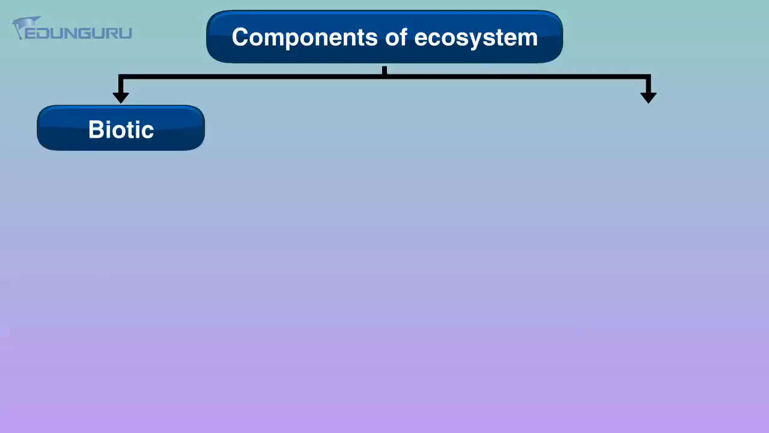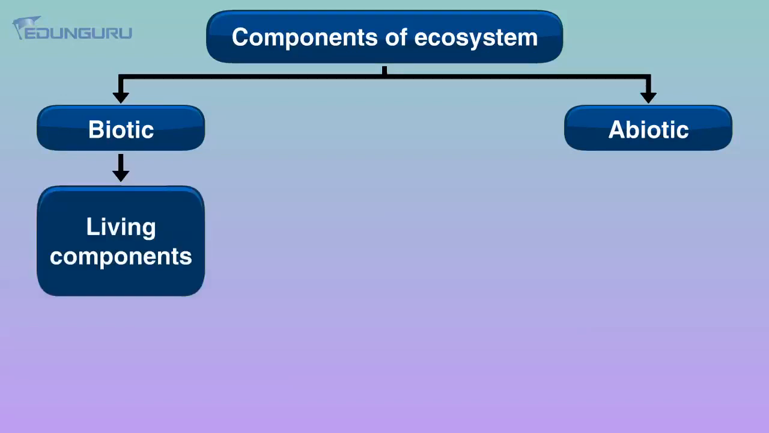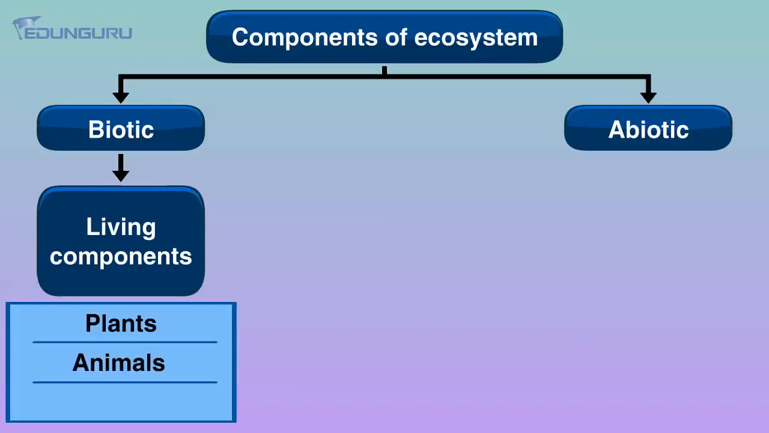Now, we are talking about the biotic and the abiotic components. What are biotic components? Now, you know it, bios means living. So, the living components of the ecosystem, they are known as biotic components. That means it includes the living organisms, plants, animals, and of course, the microorganisms.